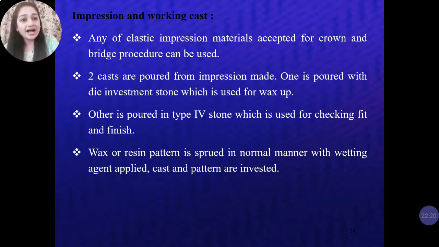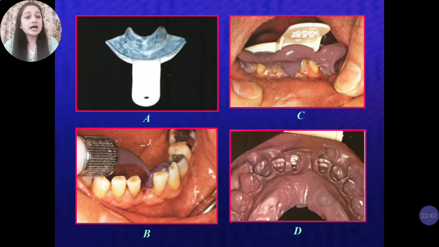After that, 2 casts are poured from that impression. One is poured with die investment stone, which is used for wax up because it is hard, and another is poured in type 4 stone, which is used for checking the fit and finish. The wax or resin pattern is proved in the normal manner with wetting agent applied, and cast and patterns are invested. So this is how we make the impression.